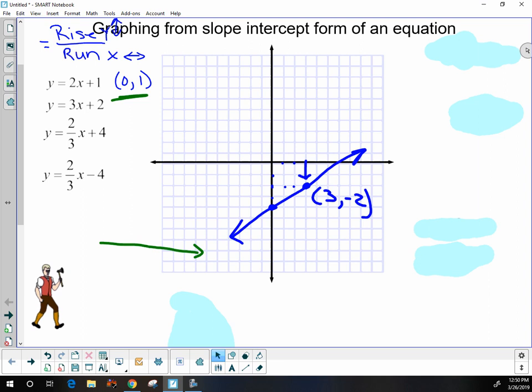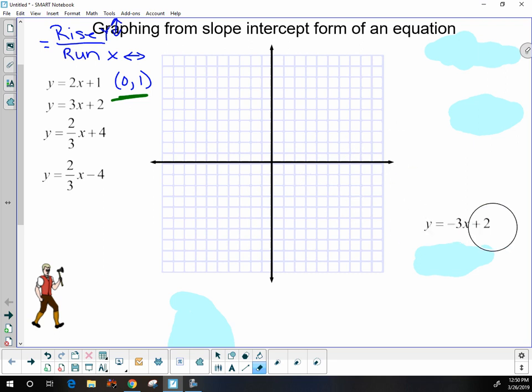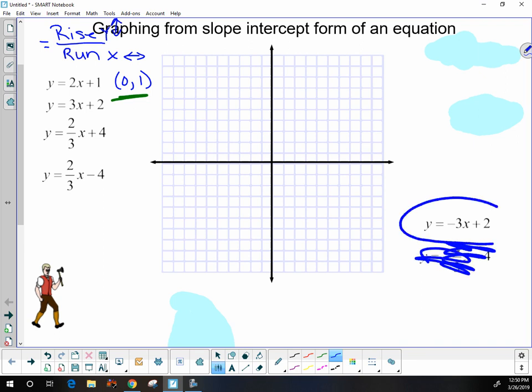So let's put our angry lumberjack away. Sorry, I almost didn't say that word correctly. We'll put our angry lumberjack away for a moment and actually work with an equation that has a negative slope. Nope, there's 2 of them. We'll put that away for a second. Let's work with this one here, okay?